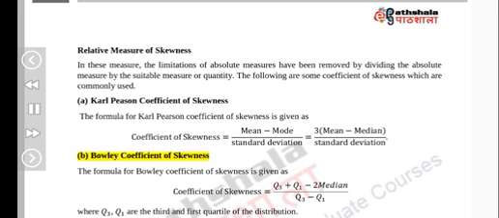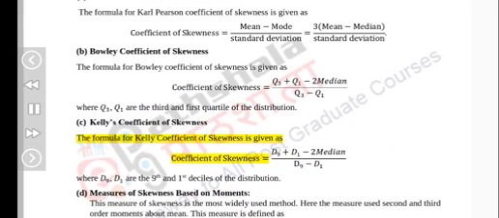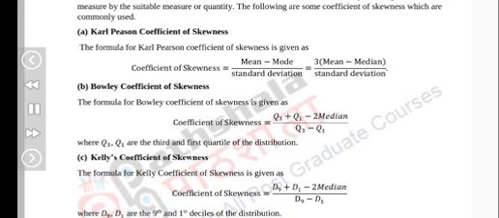B. Bowley coefficient of skewness. The formula for the Bowley coefficient of skewness is: coefficient of skewness equals Q3 plus Q1 minus 2 median, divided by Q3 minus Q1, where Q3 and Q1 are the third and first quartiles of the distribution. C. Kelly's coefficient of skewness. The formula for Kelly's coefficient of skewness is: coefficient of skewness equals D9 plus D1 minus 2 median, divided by D9 minus D1, where D9 and D1 are the ninth and first deciles of the distribution. D. Measures of skewness based on moments.